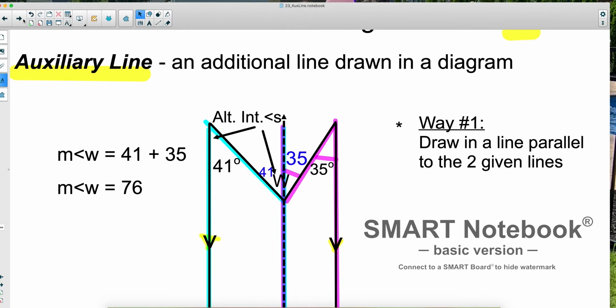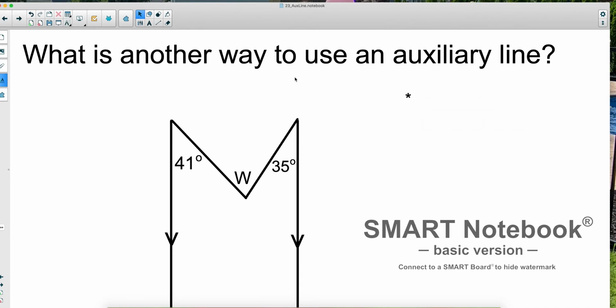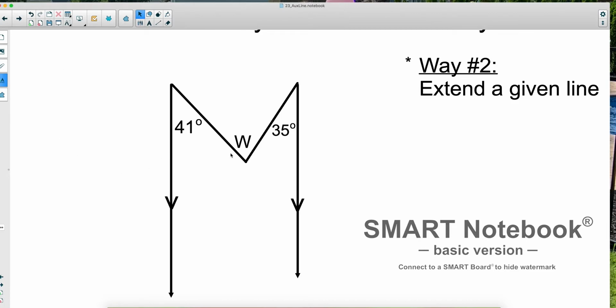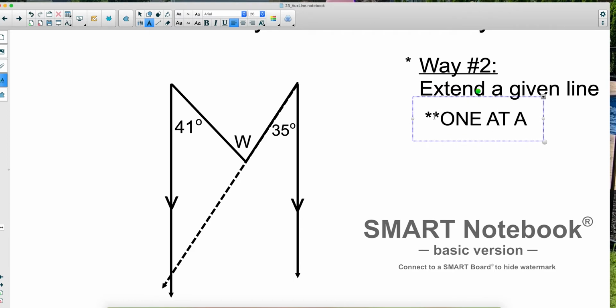All right, so let's take a look, same diagram. Let's try to use it another way. So what's another way we can use an auxiliary line? So besides drawing in a line parallel, we're going to extend a given line. So we're really given 1, 2, 3, 4 segments here. So they're saying extend them. So perhaps I see this as my transversal right here, and I want to extend it down and through. Right. And I always suggest one at a time. You don't want to go crazy drawing all these lines everywhere and make yourself nuts. So one at a time, extend your lines.